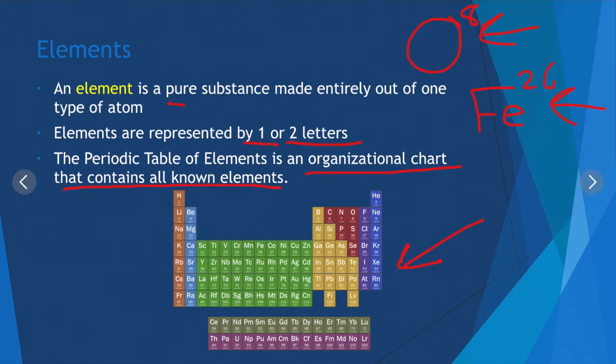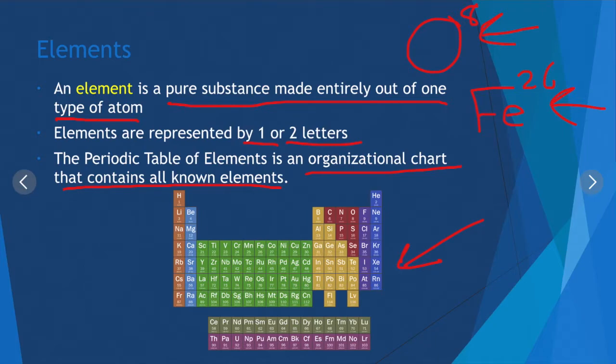An element is a pure substance made entirely out of one type of atom, okay? So if I have an atom that has 8 protons, 8 neutrons, and 8 electrons, that is oxygen, okay? Now, an element is a pure substance made entirely out of one type of atom. So I could have a bunch of oxygen atoms, and then I'll have the element oxygen. But if I had a mixture of 2 different types of atoms, then it's not an element, it's a compound. But we'll get into that a little bit later.